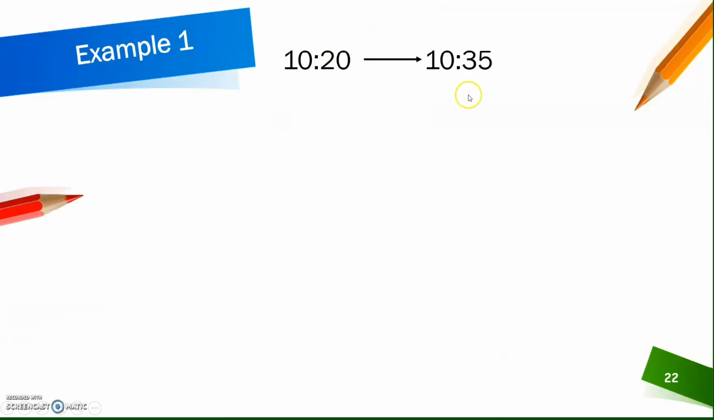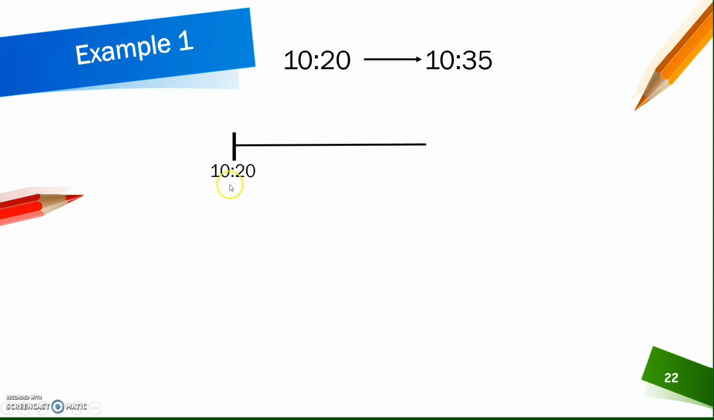So we have 1020 minus 1035. So dito ipapakita ko sa inyo yung 3 methods, which is using the number line, finding the actual elapsed time, and finding the estimated elapsed time. So mag-start muna tayo sa number line.